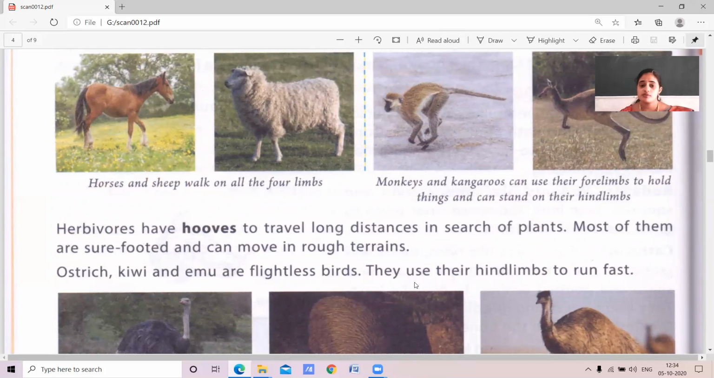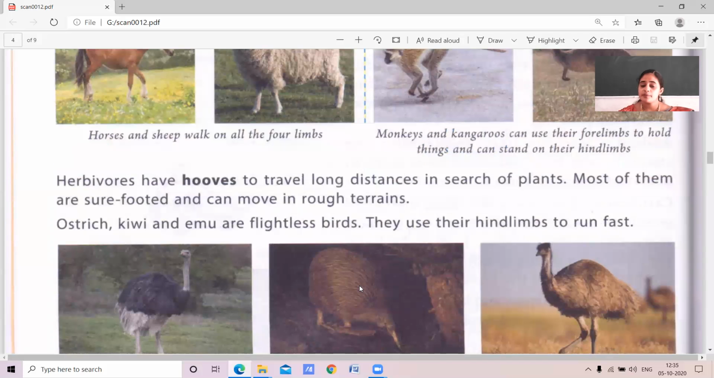See, herbivores have hooves to travel. They travel long distances, so they use hooves for traveling. Why do they travel? In search of food, in search of plants. Most of them are short-footed and can move in rough terrains. As you can see, some of them move in rough terrains.